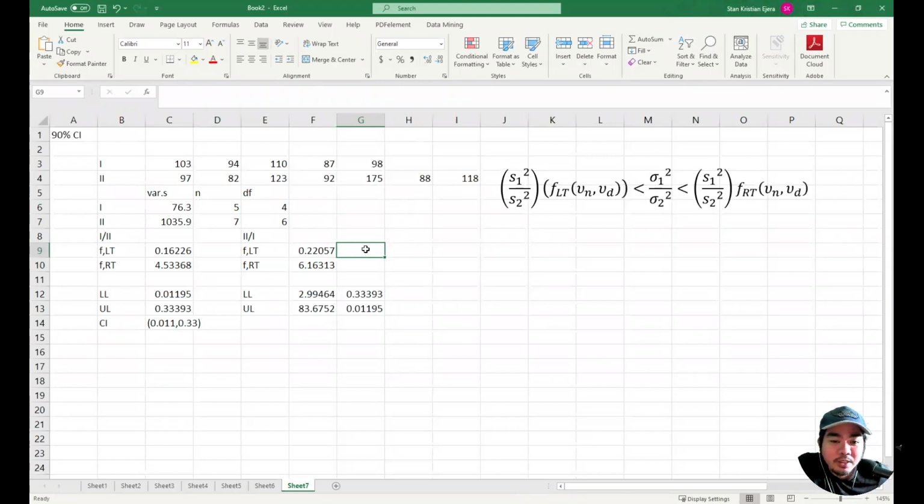So just be very careful and again, think of it in terms of numerators and denominators lang. And in fact, in some tables, no, instead of saying DF1 and DF2 or nu1 and nu2, usually ang sinasabi nila is DFN, DFD, which indicates numerator and denominator.